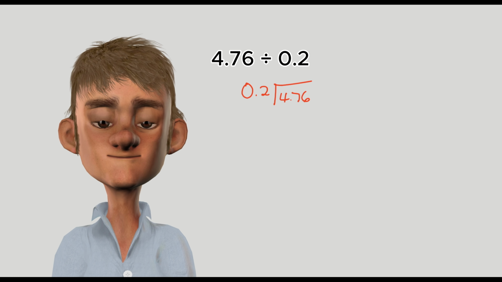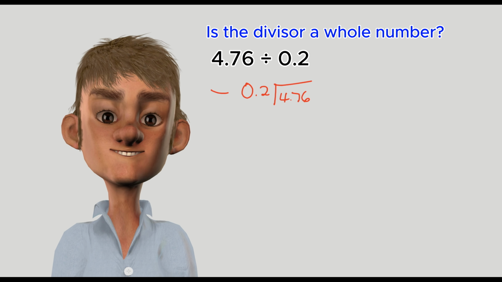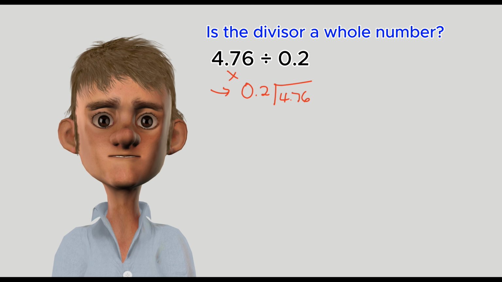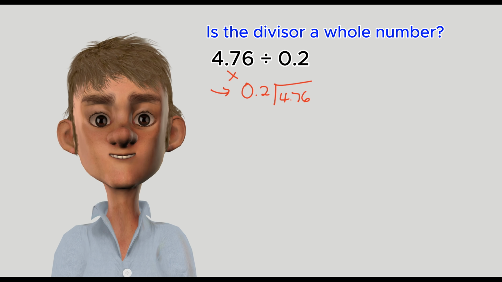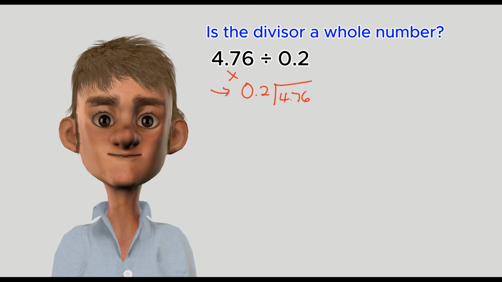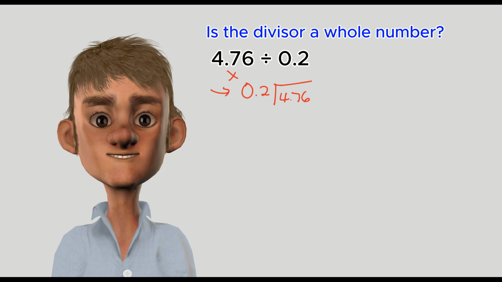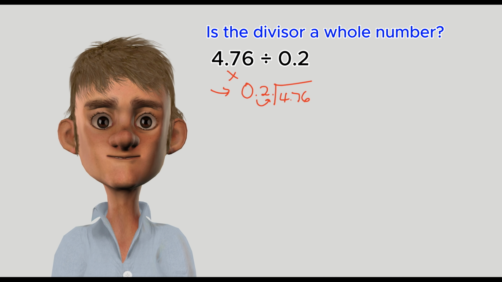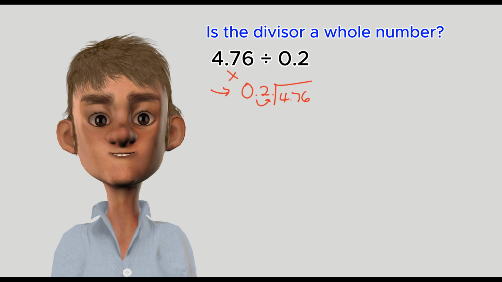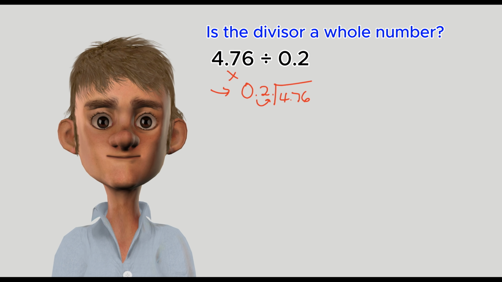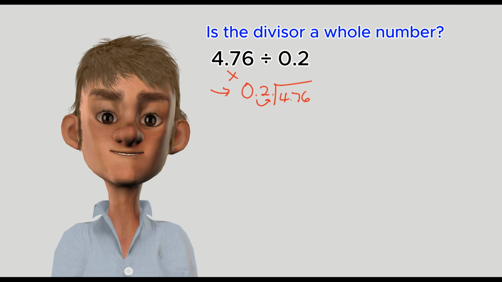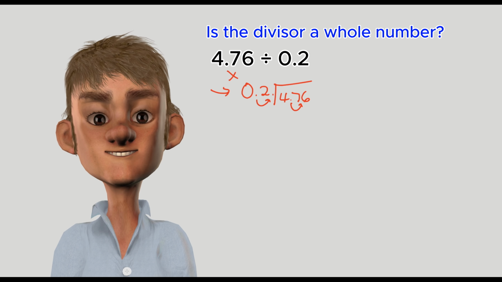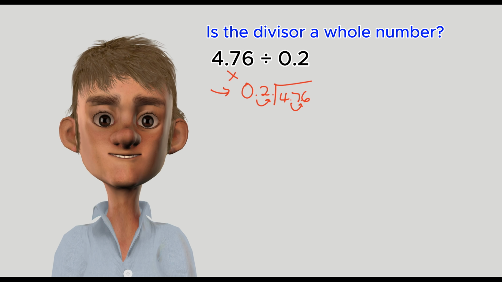So now that we're set up, we need to ask ourselves a very important question before we start this problem. Is the divisor a whole number? Nope. In this case, that 0.2 is not a whole number. We need to have a whole number on the outside. We can do this by moving the decimal to the right. And that will give us a whole 2. Right? So, if you do something to the outside number, that divisor, you have to do the same thing to the inside. Remember, whatever you do to the outside, you have to do to the inside. So we move the decimal once to the right. Now we're ready to go as far as setting up our problem with a whole divisor.